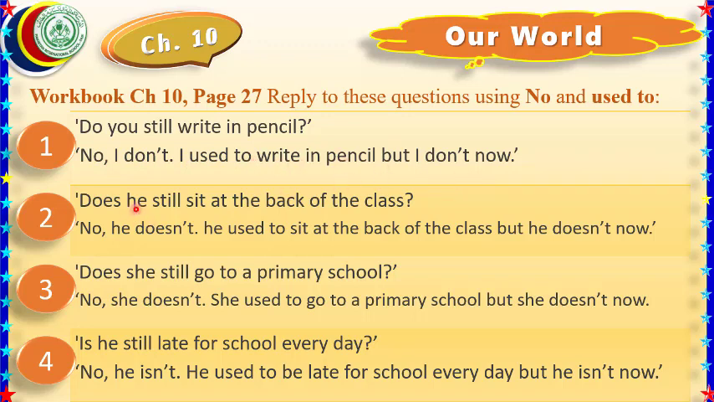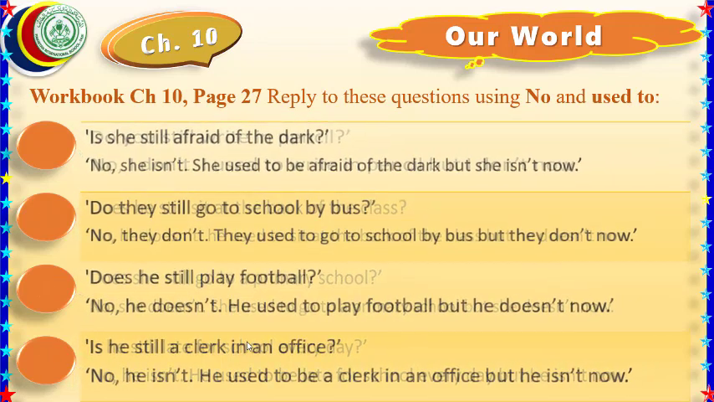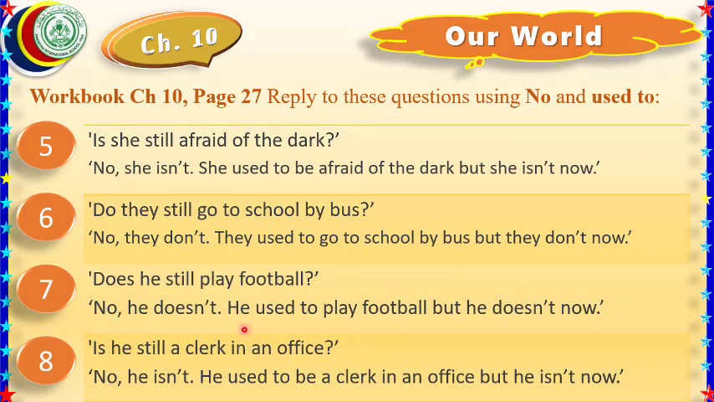If there is written does he, you will write here no, he doesn't. If there is written does she, you will write no, she doesn't. If there is written is he, you will write no, he isn't. Is she still afraid of the dark? No, she isn't. She used to be afraid of the dark, but she isn't now. Is she? No, she isn't.